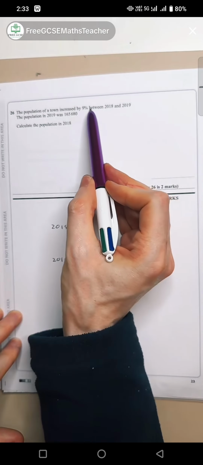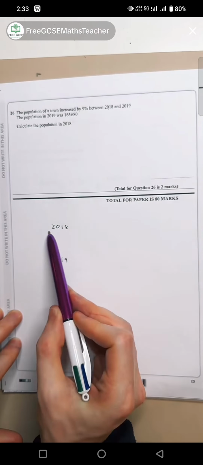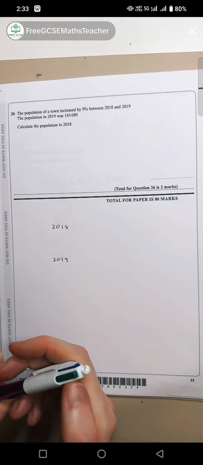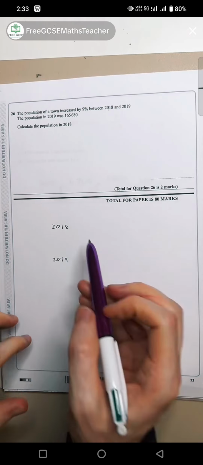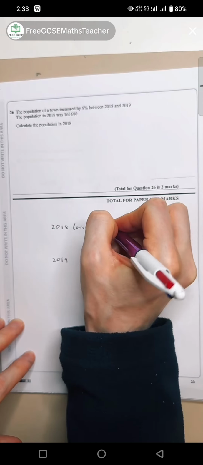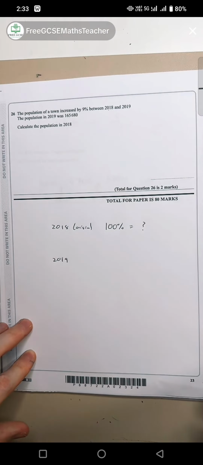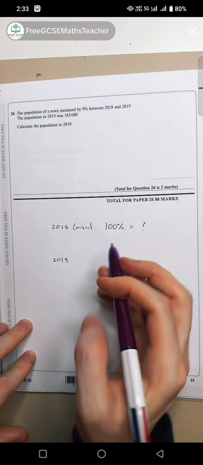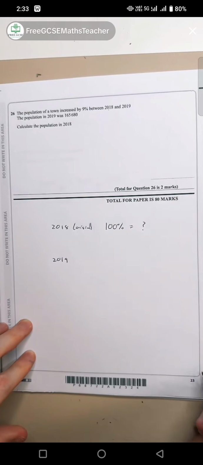So it increased 9% between 2018 and 2019. So 2018 is the original. As we're doing percentages, we know percent is out of 100. So 2018 is our original, that's our starting point. And the original as a percent is always 100%. And that's the one I don't know. That's why it's reverse percentages, because I want to work out 2018, which is the original. We know original in terms of percent is 100%.